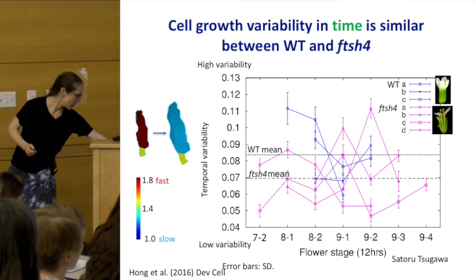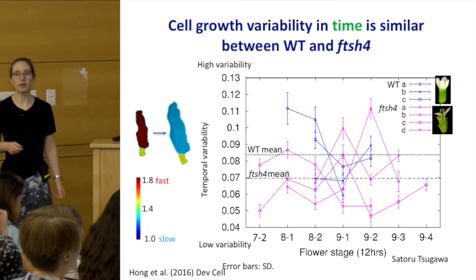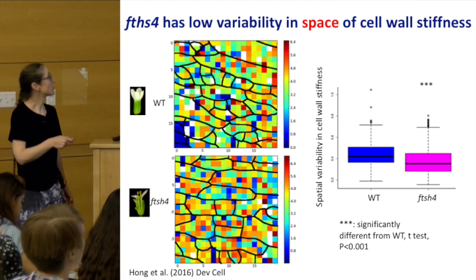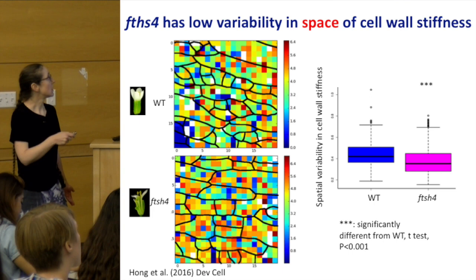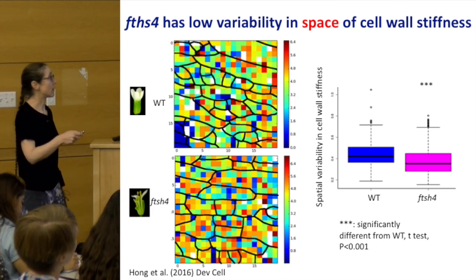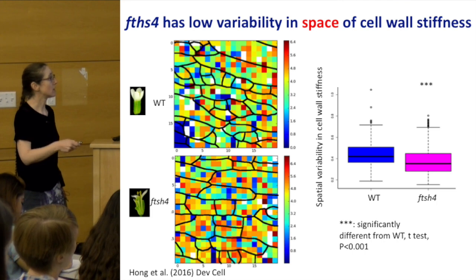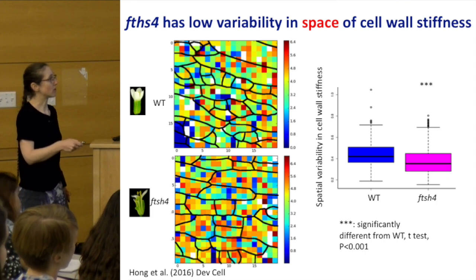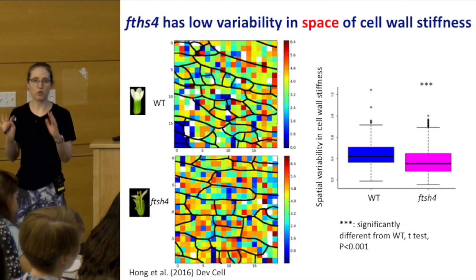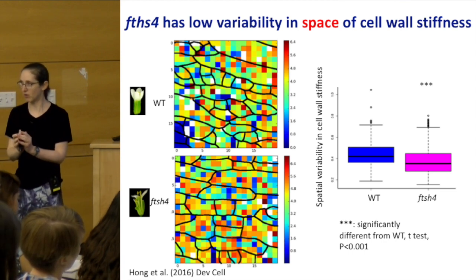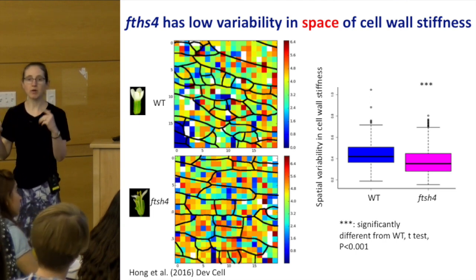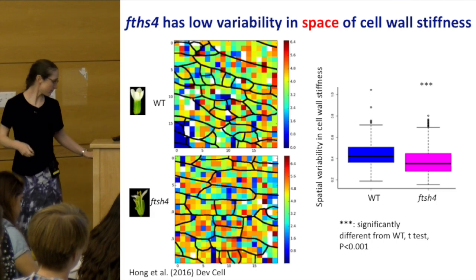Again, it's consistent. And then the last thing we looked at is variability in stiffness. So this is using atomic force microscopy. And we've got our wild type and FtsH4. And OK, so I can't see anything by eye here, but we're going to quantify it. And so we've got spatial variability in stiffness. And wild type has higher spatial variability in stiffness than FtsH4. So throughout, we're seeing FtsH4 cells are less variable than wild type. The organs are more variable and the cells are less variable.